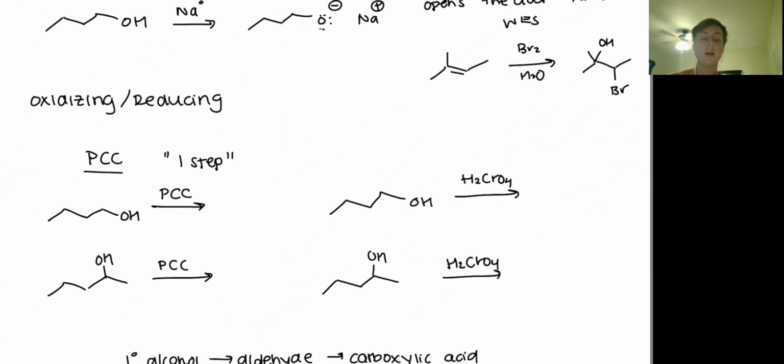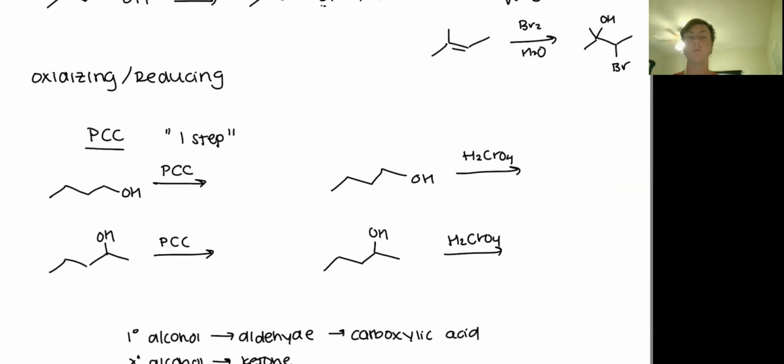And then another set of reactions is the oxidation and reduction of alcohols. There are two major groups: the PCC group and the chromic acid and chromic derivative group. The PCC will basically oxidize the alcohol one step. This is really only important with primary alcohols, because with secondary alcohols, one step is as far as it can go. But with primary alcohols, we can oxidize one step with PCC, and then with chromic acids, we can take it to the final step.